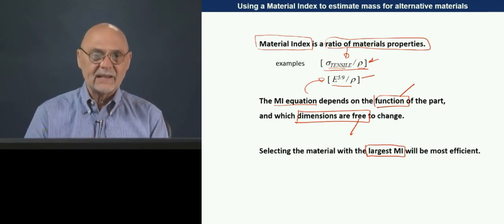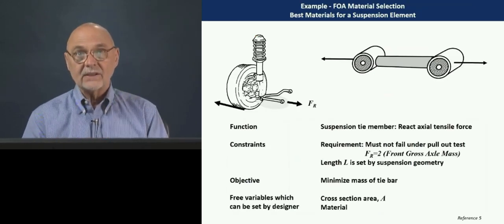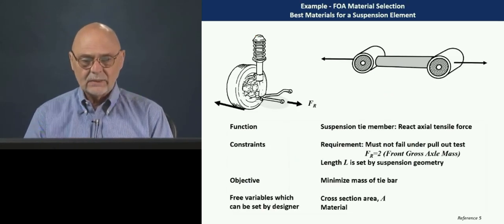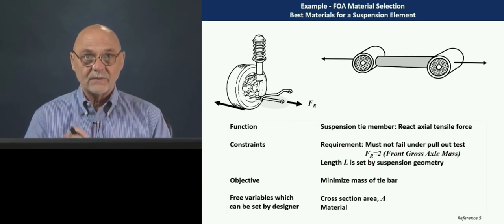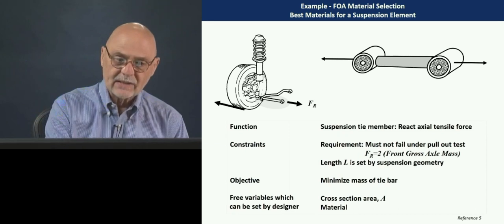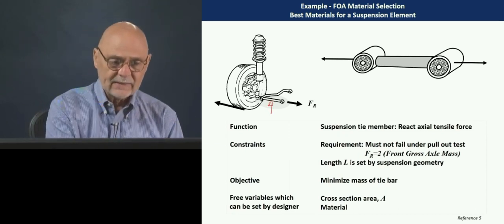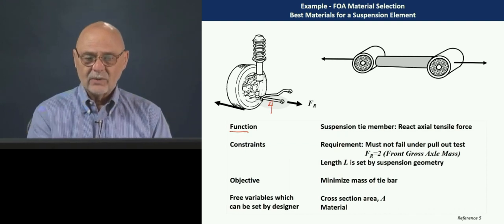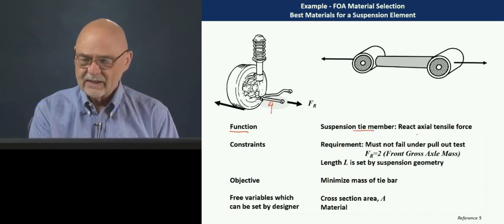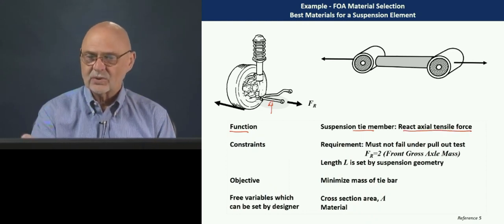Okay? And generally, we'll be looking at what material will give us the lightest part. Okay? So let's look at an example here. We're going to derive a material index for this situation. And again, remember, we have to know the function and which dimensions are constrained. Okay? So we're looking at the lower control arm, and we know it's a suspension tie member, but the structural function is that we need to react an axial tensile force.